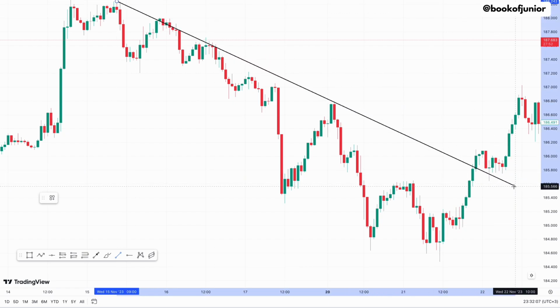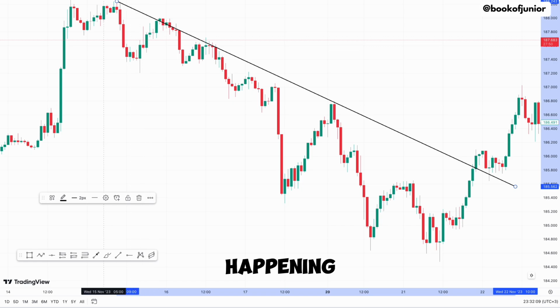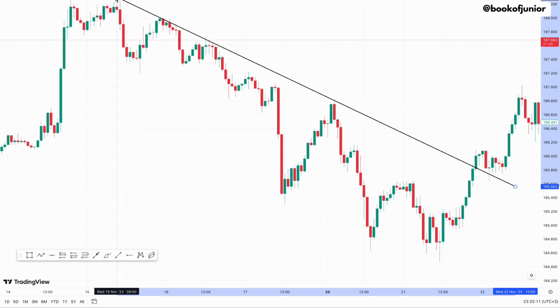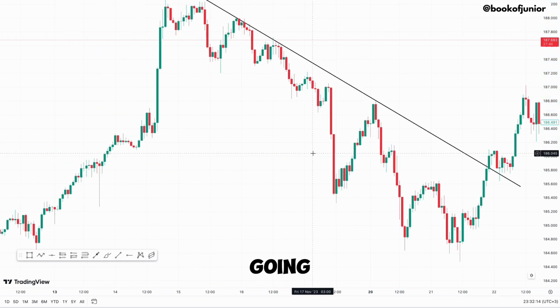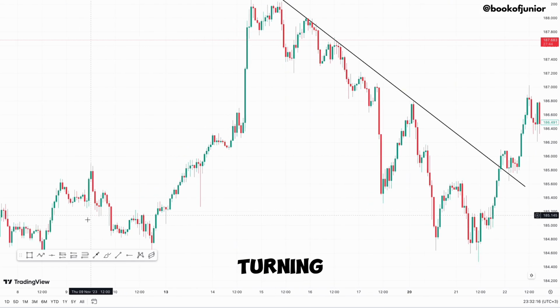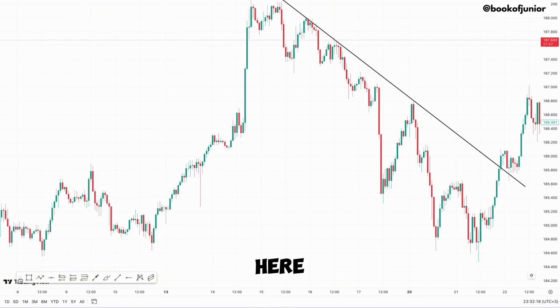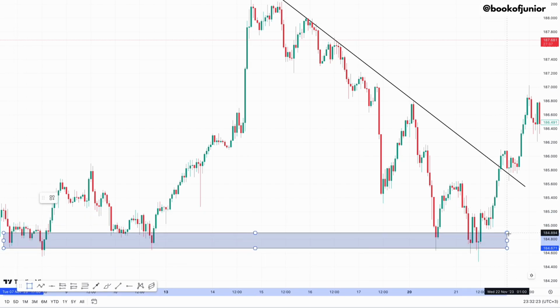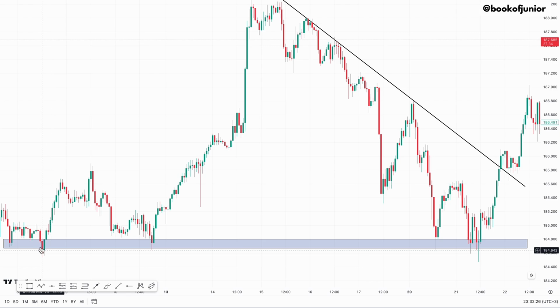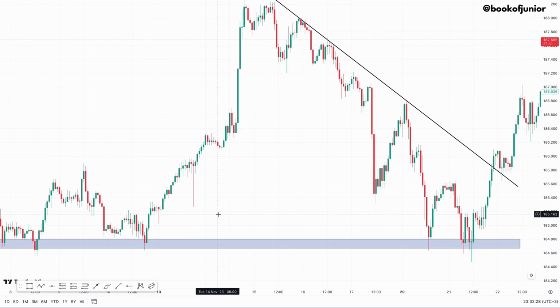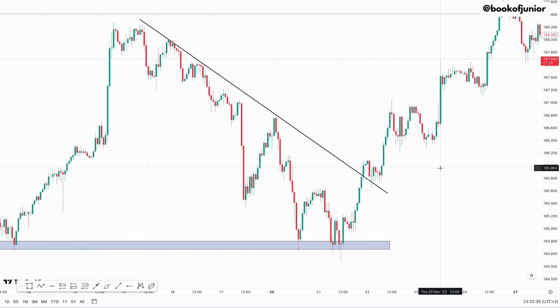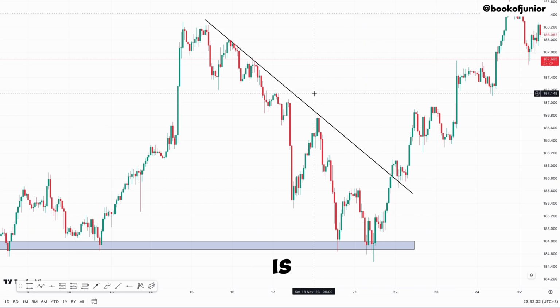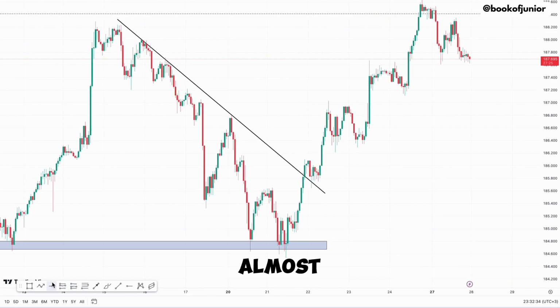Anytime a trend line is happening, it's going to reach a time and break. But how do you know where price is going? It's going to break anytime when price is at a turning point. So the turning point we had here is this one right here. You can see price turns anytime when it touches this zone. Same thing here.